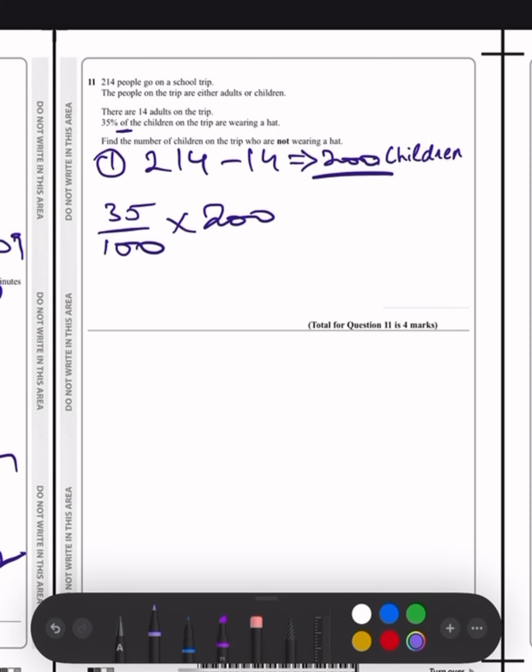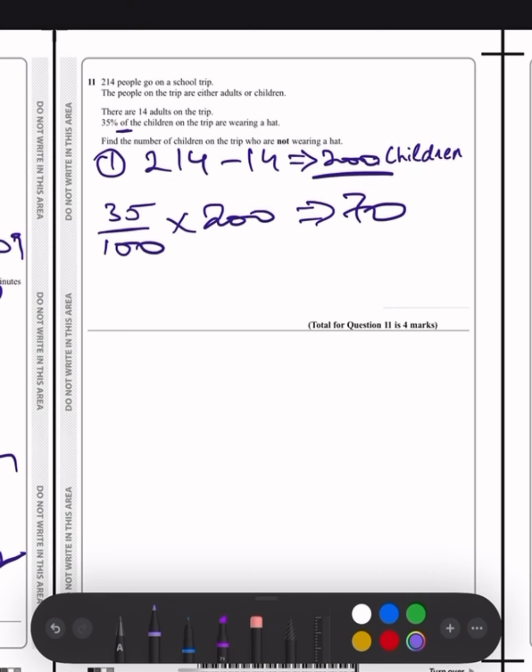But now because we've been given a percentage, and we haven't been given a fraction, we convert it into a fraction. So we write 35 as a fraction, which is 35 over 100, and we know "of" means multiply, and then we know the number of children already, which is 200, so we multiply by 200. And now when we solve this, we get an answer of 70.